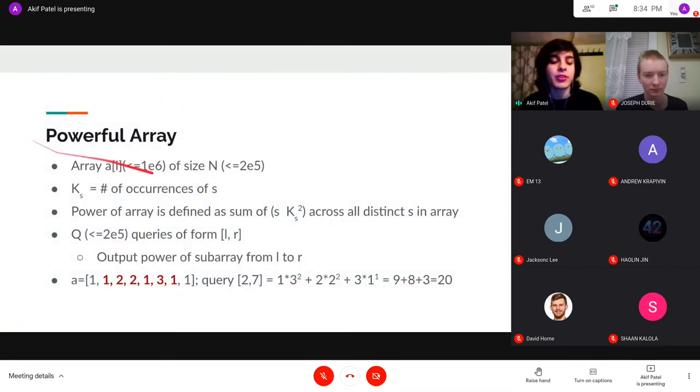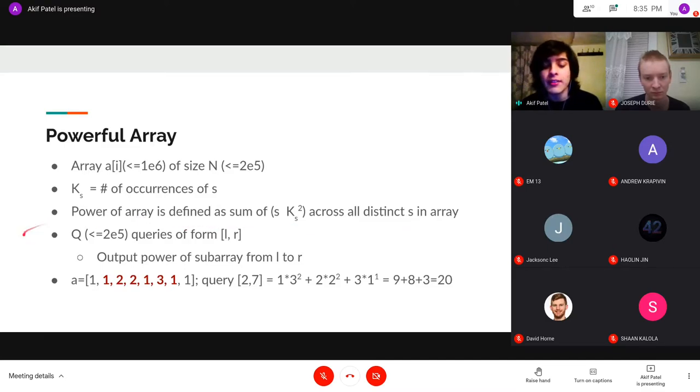Okay, this problem is called Powerful Array. We're given an array of size up to 2 times 10 to the 5th, where the elements are between 1 and 10 to the 6th. For any array like this, k sub s is the number of occurrences of s. It's like s is some integer, and k sub s is how many times it appears in that array. The power of any given array is defined as the sum of s times k sub s squared across all the distinct s in that array.